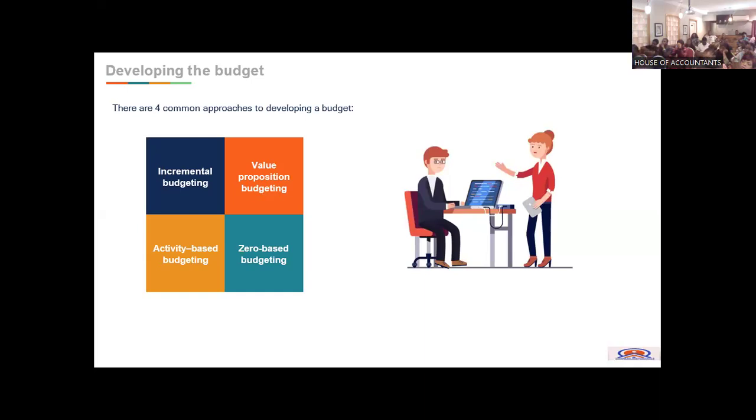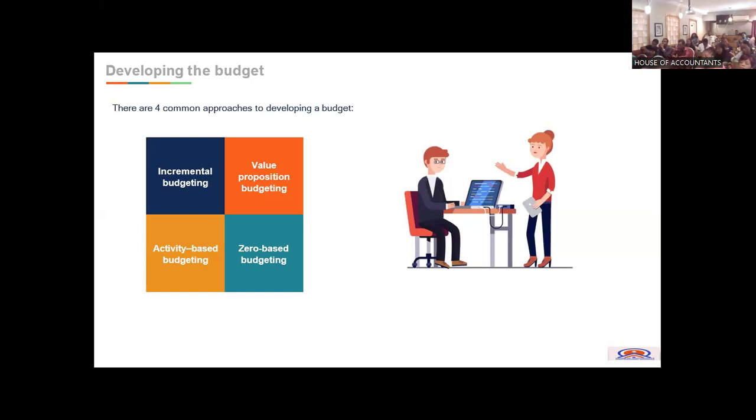So we can value things. How much are they buying it now and the likes? Activity-based, that one is mainly for manufacturing. So we produced 20,000 last year. If we are going to produce 30,000 this year, how much is it going to be? So we look at all those.